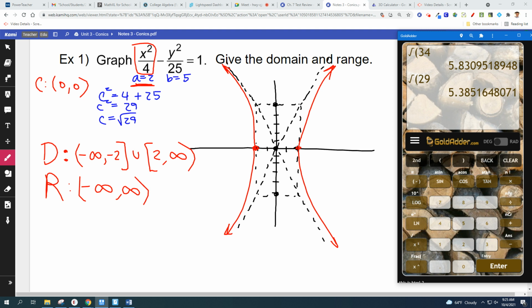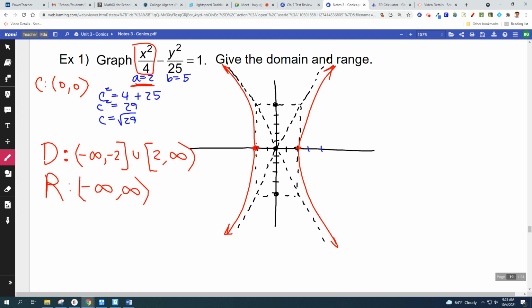So, interesting. 1, 2, 3, 4, 5, 6 there, and 1, 2, 3, 4, 5, 6 right there. Those would be your focus points. And so how you'd find the coordinates of that, if you started at 0 and went over in the x direction this much, square root of 29, comma 0, that's one of your focus points. And you started at 0 and subtracted or went over this way, negative square root of 29, comma 0. Those would be your 2 focus points.